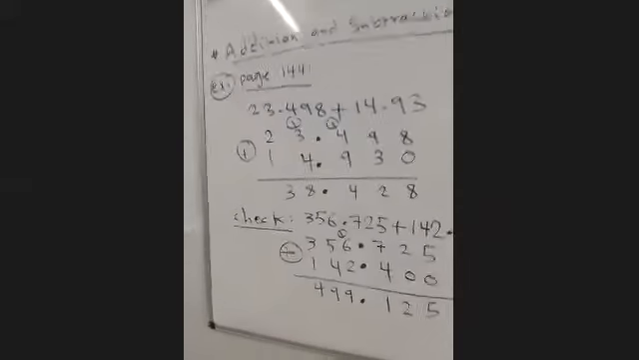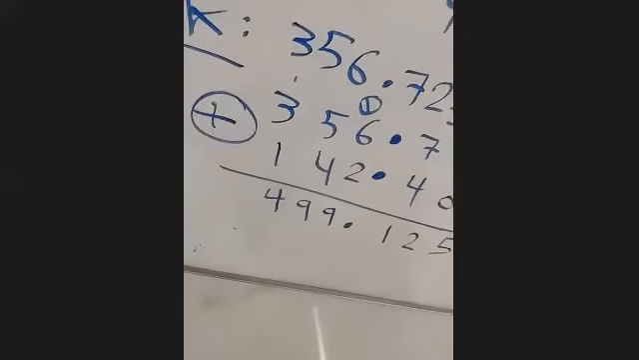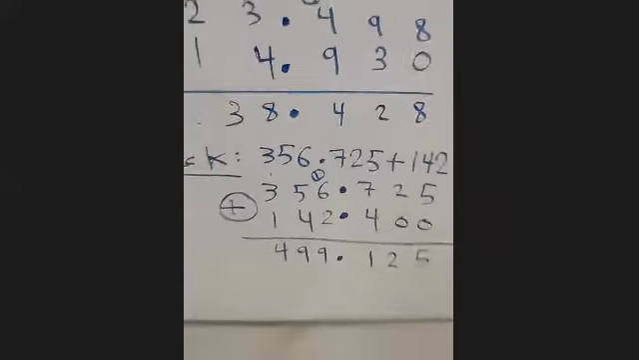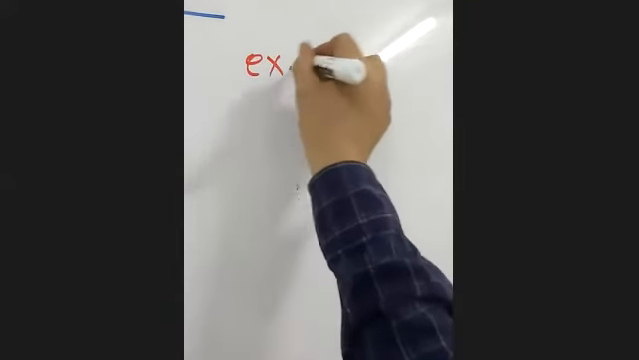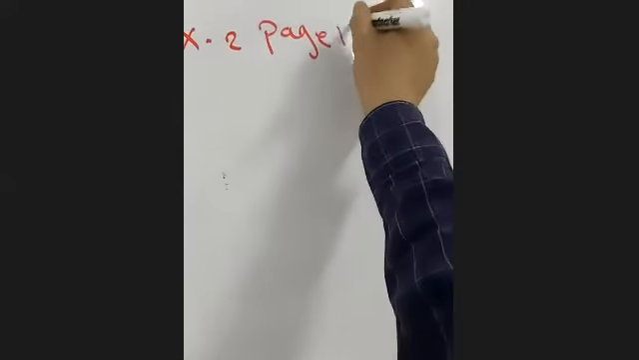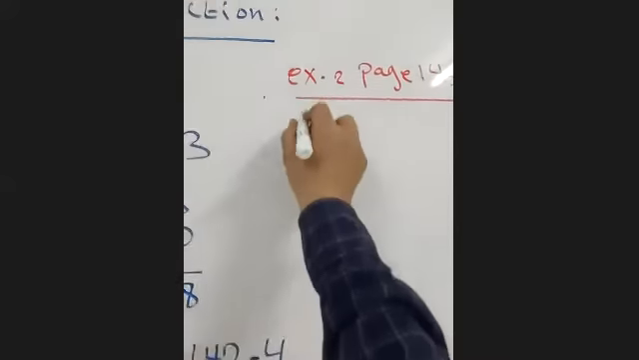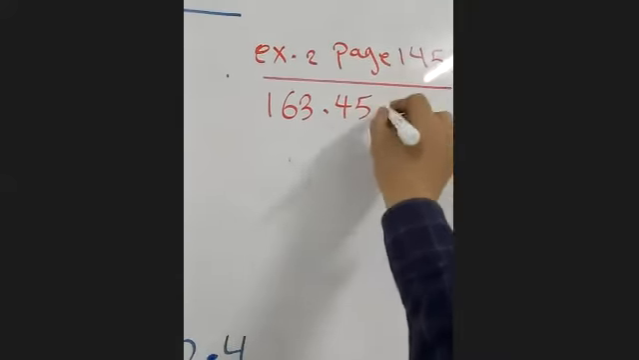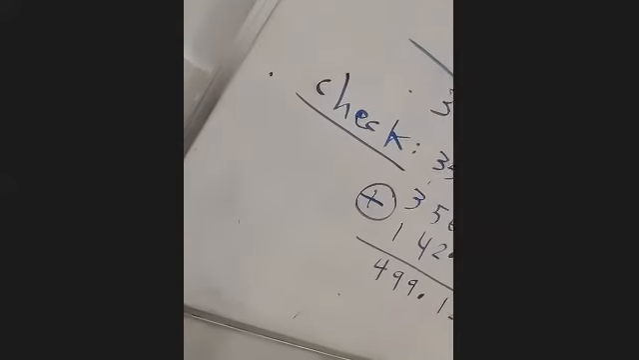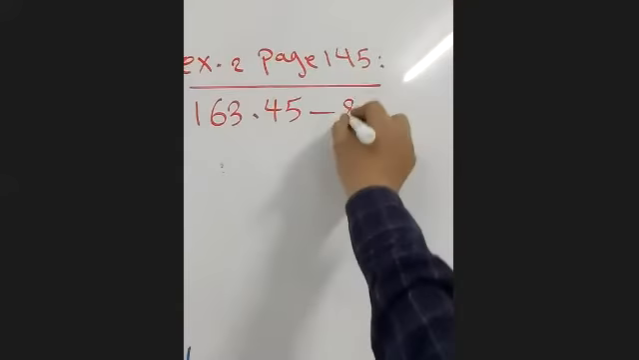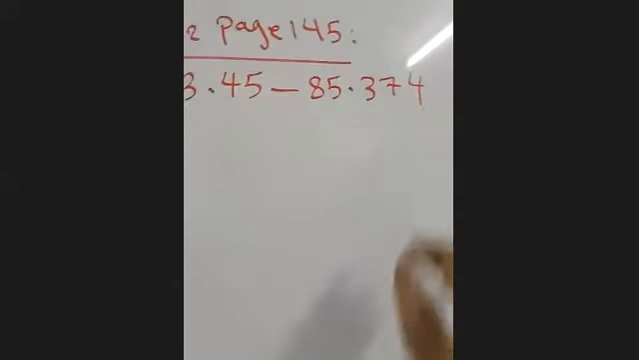Any questions about the two examples here, guys? The example and the check. If you have anything, put your hand. Any questions? But let's go now to example 2, page 145 together. It is subtraction, how to subtract decimals. So in example 2, I have 163 decimal 45 minus 85 decimal 374.